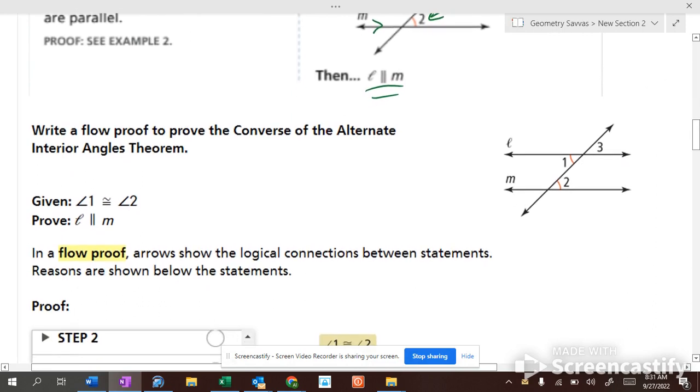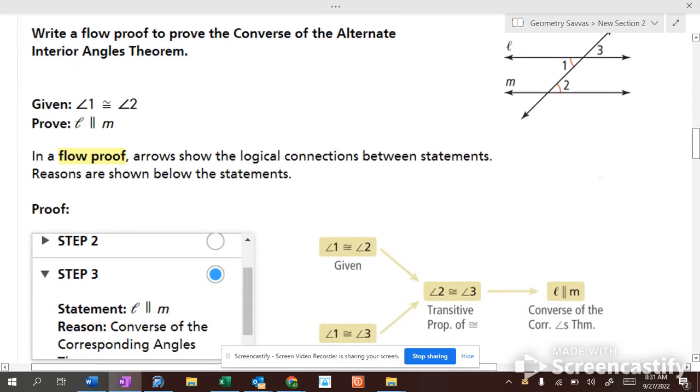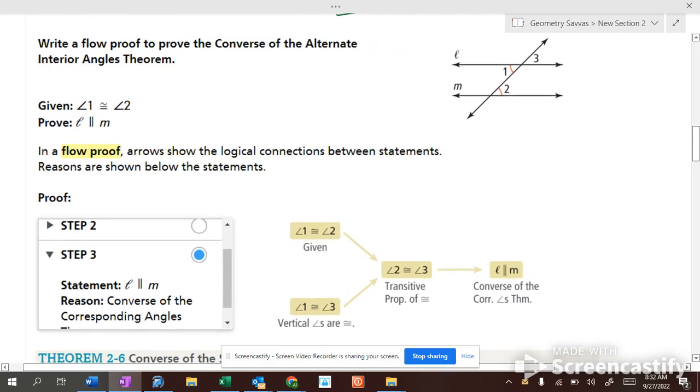Now, they introduced the concept of a flow proof. A flow proof uses arrows instead of columns or a paragraph. It uses arrows to do the proof. So we are given that angle 1 is congruent to angle 2. The alternate interior angles are congruent. We're supposed to prove the converse of the alternate interior angles theorem.